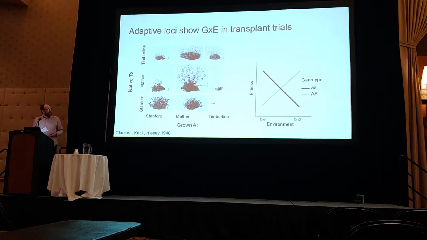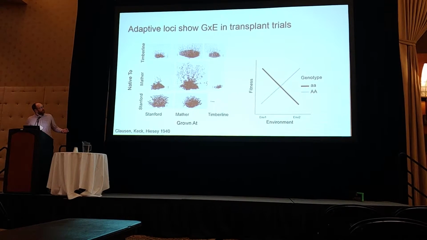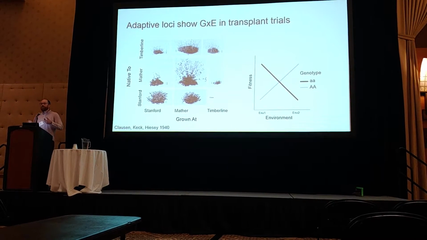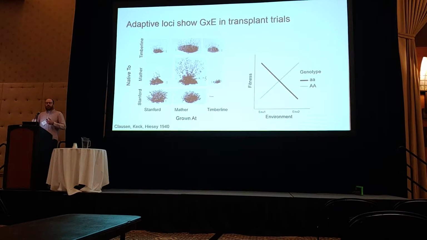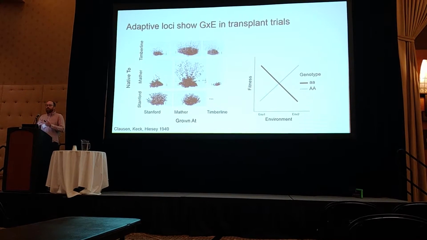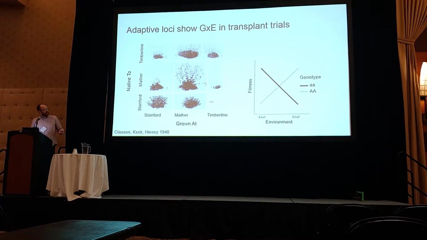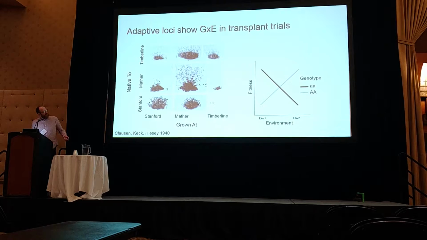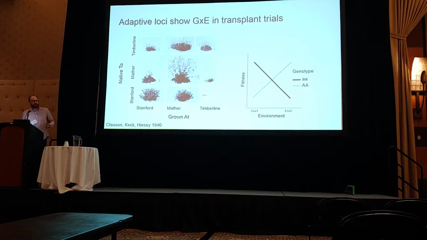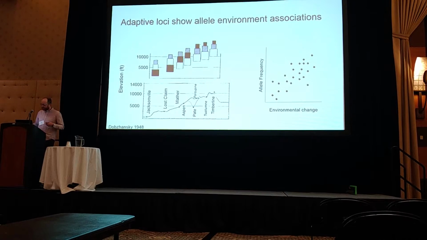That's a pretty characteristic pattern, as illustrated here by the Clausen-Keck-Hiesey example, where you can see this local home site advantage. But in terms of identifying the adaptive alleles or loci that are leading to this pattern, if you think about having a whole genome's worth of SNPs, what pattern would you look for? It would probably be something similar to this simple quantitative model, where you're looking for one allele that has a fitness benefit in one environment, and an alternate allele with a fitness benefit in another environment.